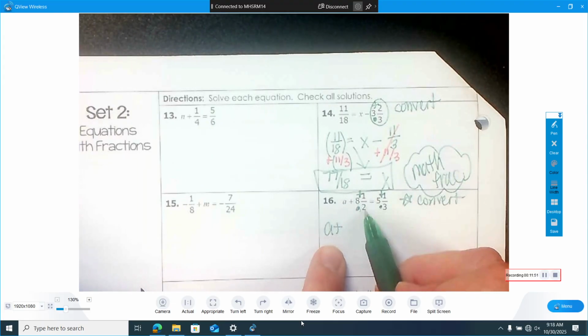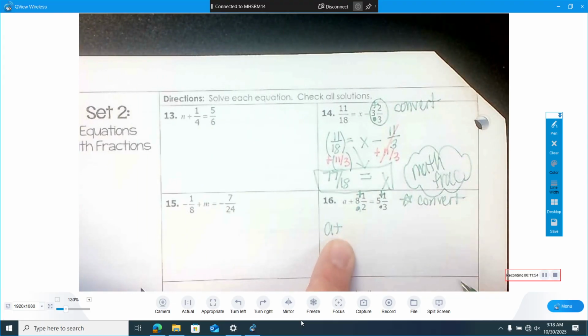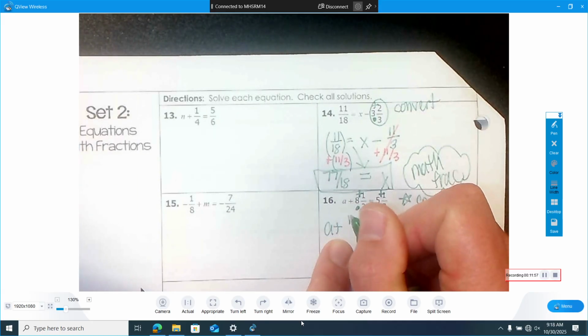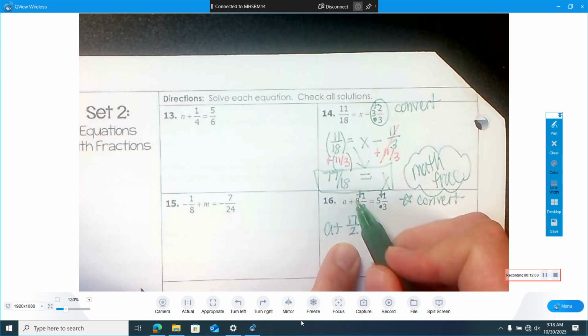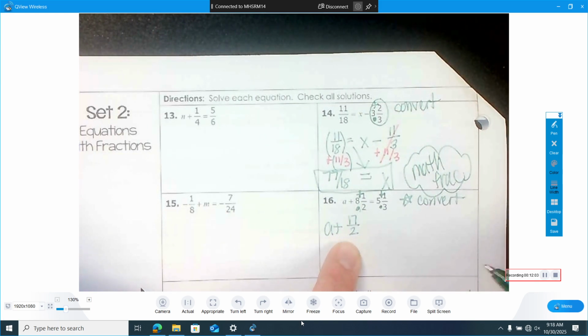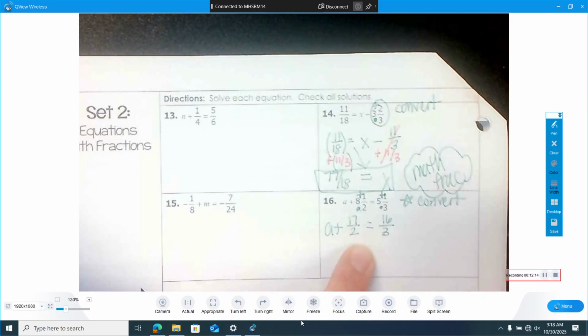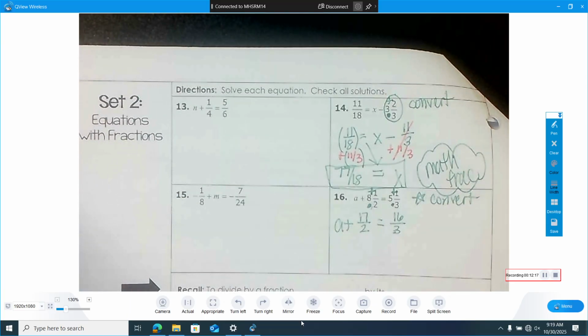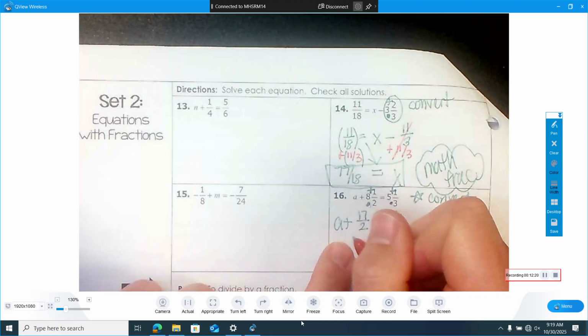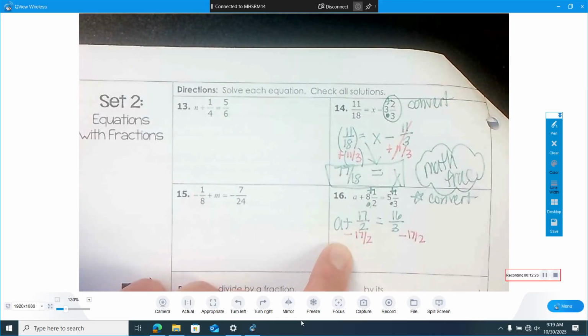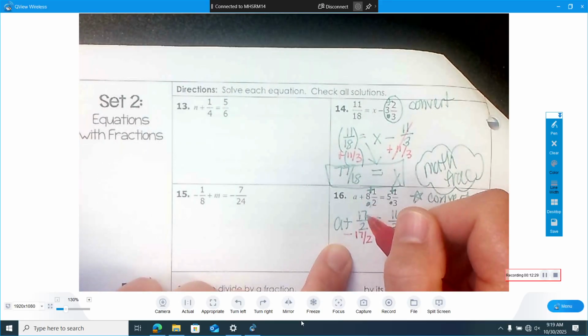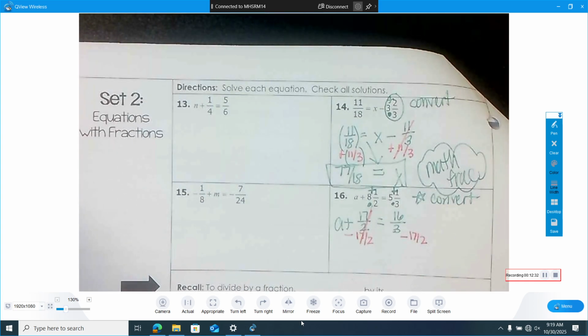So 8 1/2 is what fraction? 17/2. 8 times 2 is 16, plus 1 more gives you 17/2. Is equal to, what is 5 1/3? Improper. 16/3, very good. 5 times 3 is 15, plus 1 makes 16/3. All right, how do we get the A by itself? We're going to subtract the 17/2 from both sides. Positive 17/2 and negative 17/2 is 0.